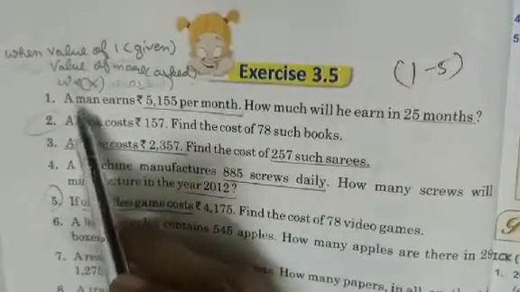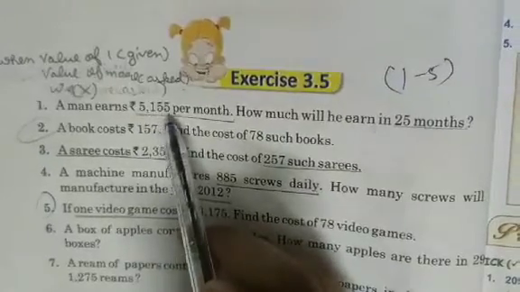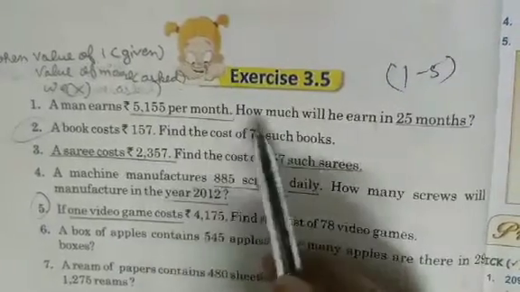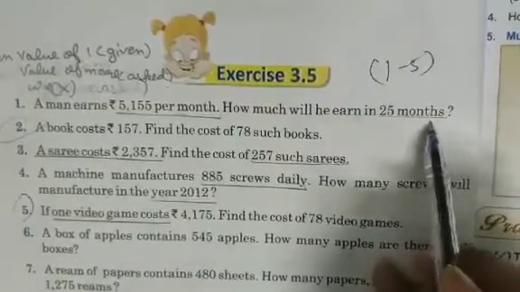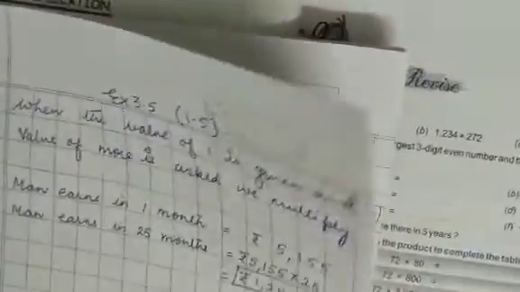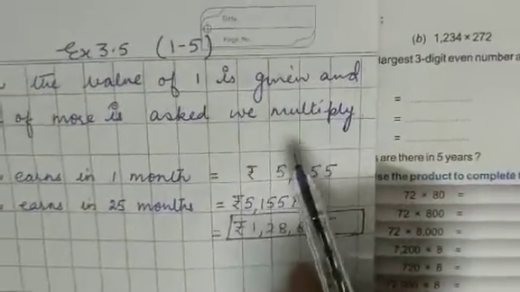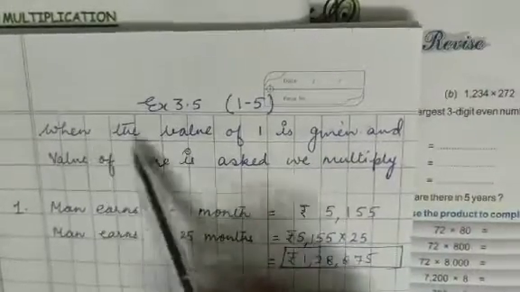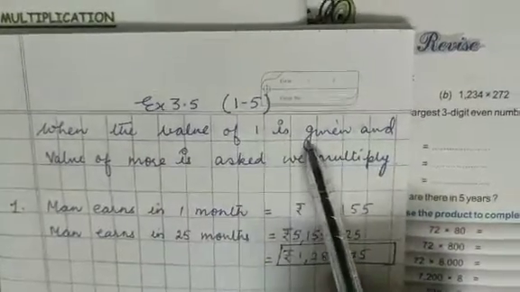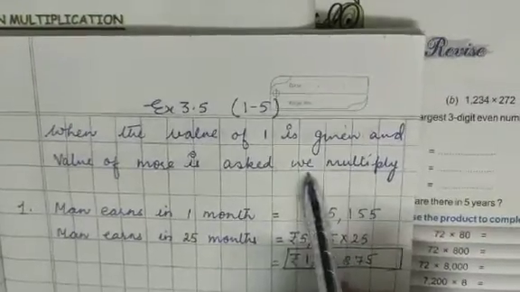Now, a man earns rupees 5155 per month. How much will he earn in 25 months? So students, how will you come to know that this is a question of multiplication? Means here you have to multiply. So there is a rule. When the value of 1 is given and the value of more is asked, we always multiply.